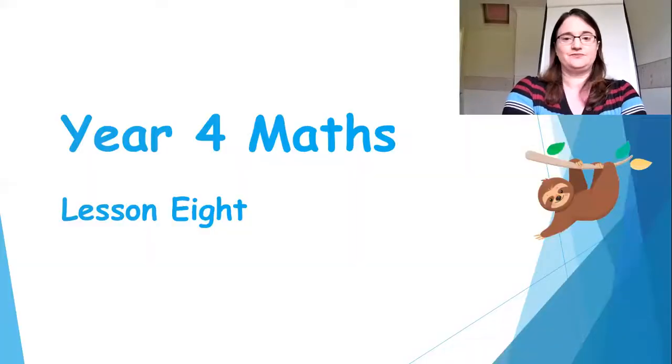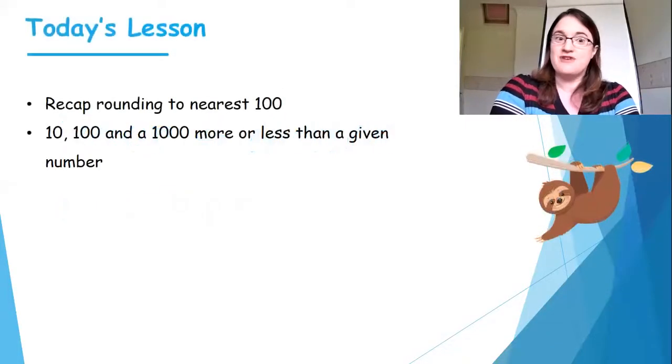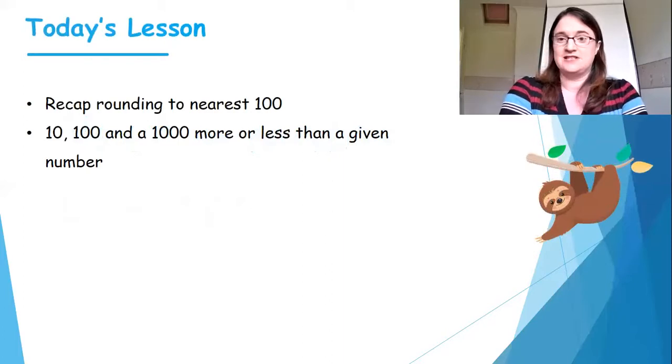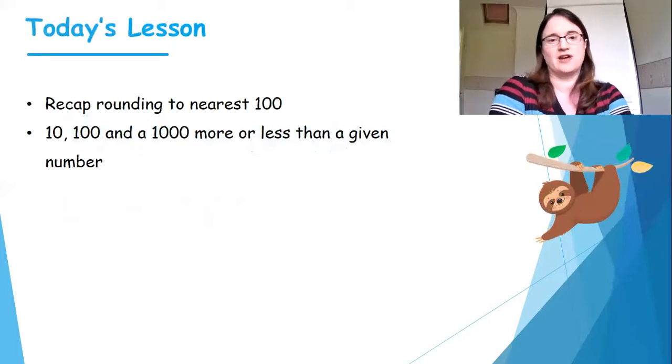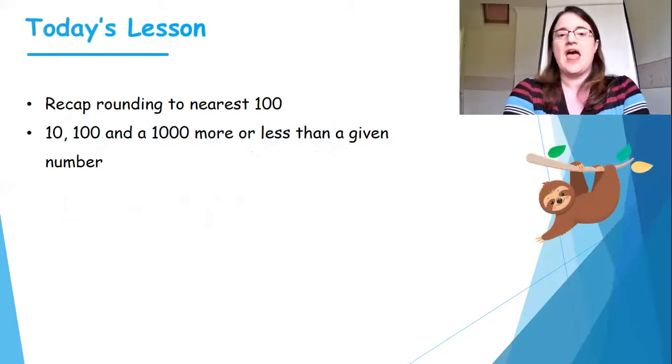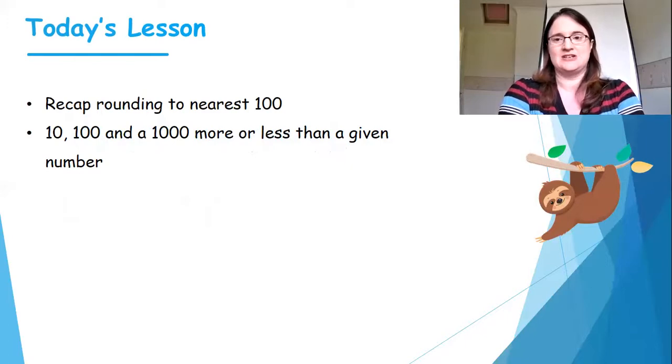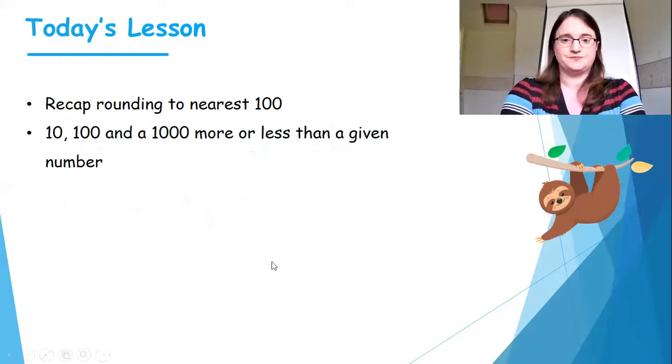So we are going to start as usual by having a look at what we're actually going to be doing today. We are going to be recapping rounding to the nearest 100. So we're going to have a quick game of our rockets to start off with to do that. And then we're going to be thinking about 10, 100 and 1,000 more or less than a given number. We're going to be adding on and taking off a 10, 100 or 1,000. And we're going to be doing some counting as well.